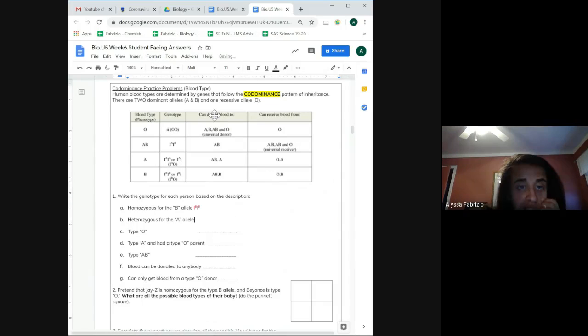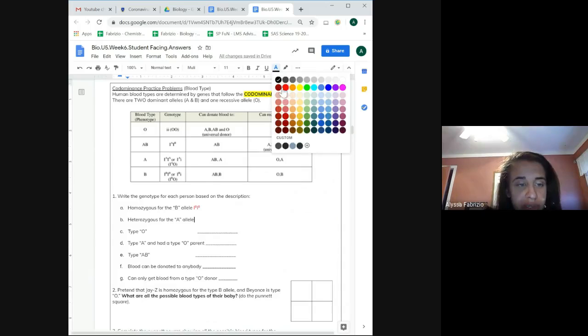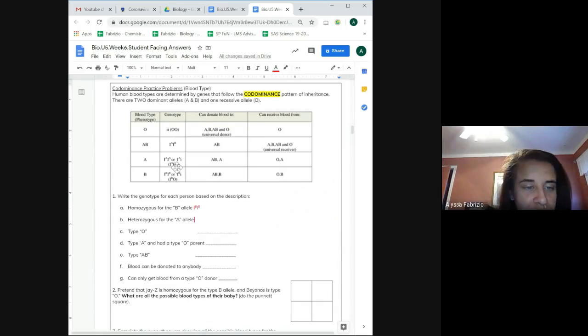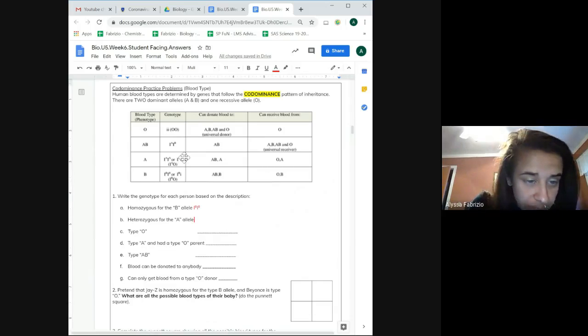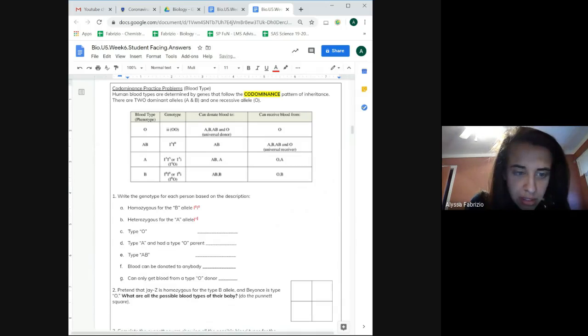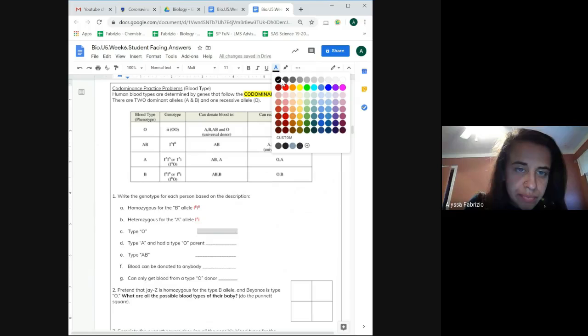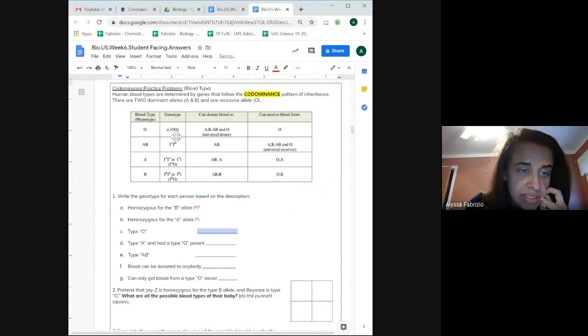So heterozygous for this individual, we look at what heterozygous for an A individual would be. Heterozygous means that they have 2 different types of alleles. So that would be this I superscript A with a lowercase i. So type O blood is ii or OO. I'm just going to write it as ii because that's how I learned it in school.